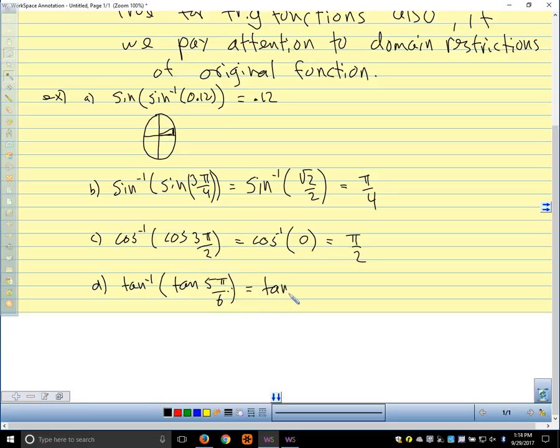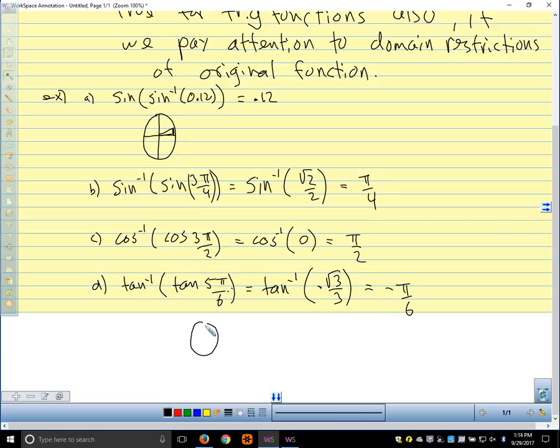So let's do this one inside out. Inverse tangent, what's the tangent of 5 pi over 6? We're at 5 pi over 6, so sine is positive and cosine is negative. Negative square root of 3 over 3. So now we need an angle between negative pi over 2 and pi over 2 that has a tangent of negative square root of 3 over 3. Pi over 6, but we want it to be negative. Negative pi over 6.